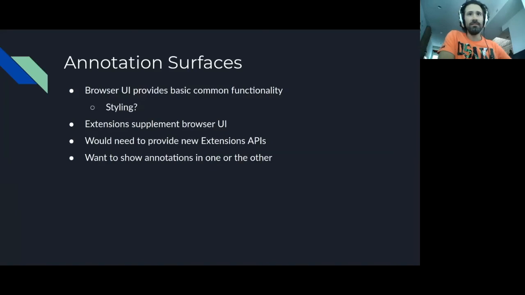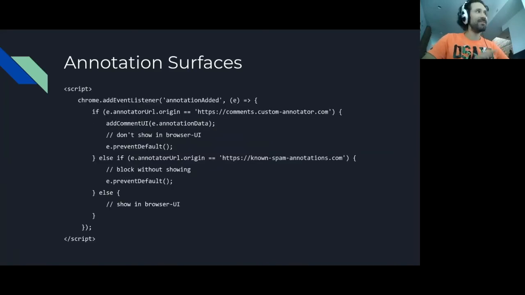So I have basically an idea of how that might look. Again, this is all very speculative and not necessarily fully baked, but here you can see an event-based model where for each annotation, you can call prevent default on it like you would in many other cases in the web platform. And that would let an extension mark the annotation as being handled so it doesn't end up in the browser UI in that case.